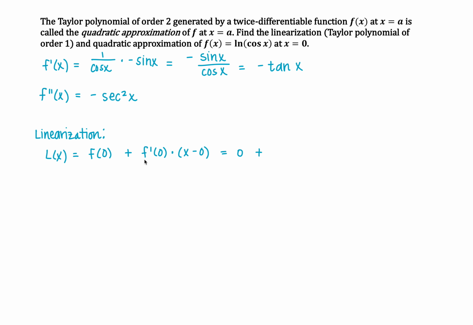Now let's look at the first derivative. That's negative tangent of 0. Well, tangent of 0 is also 0. So here we'd have 0 times x, which is 0. So for the linearization, it's just the function L of x equals 0, just a horizontal line, specifically the x-axis. So that's not going to be the greatest approximation of this function, so let's look at the quadratic approximation.